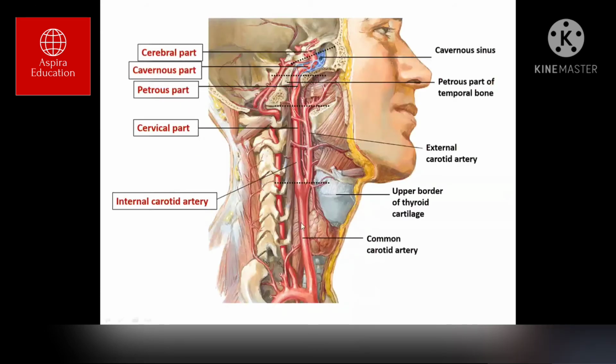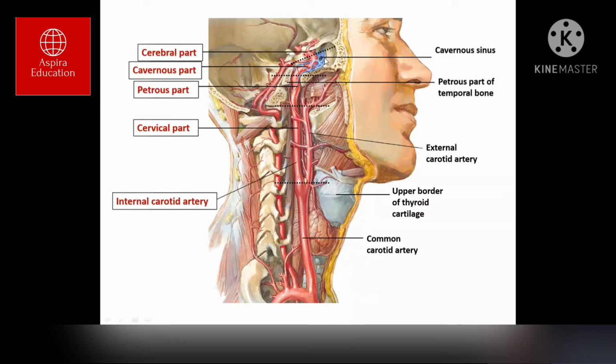The internal carotid artery does not have any branches in the neck. It directly continues as the middle cerebral artery. The internal carotid artery has four parts. One is the cervical part, which traverses through the neck, where it is lateral to the internal jugular vein. Then we have the petrous part, which enters the petrous bone. Then there's the cavernous part, where it enters the cavernous sinus.